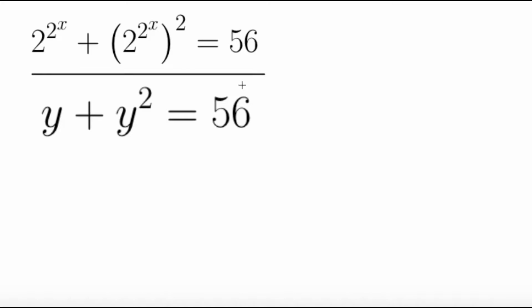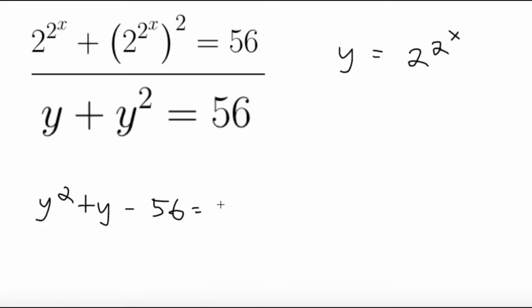Now, if we have the substitution y equals 2 raised to 2 raised to x, then this equation simply becomes a quadratic equation. And we know we can easily solve quadratic equations since we have the quadratic formula and the factoring tricks. Now, let's try to do this. So y squared plus y, and then minus 56. This equals 0. Now factoring gives us y plus 8 times y minus 7.